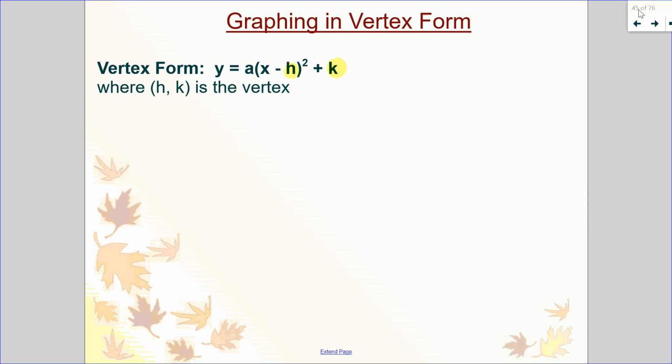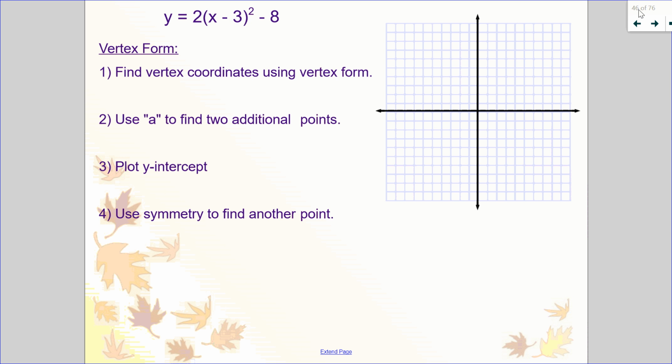And so the directions for vertex form are as follows. We're going to find the vertex coordinates using vertex form. So I'm just going to rewrite it here. Y equals a times x minus h squared plus k. That was vertex form. H comma k is the vertex. So h would be 3, k would be -8. So that's our vertex.